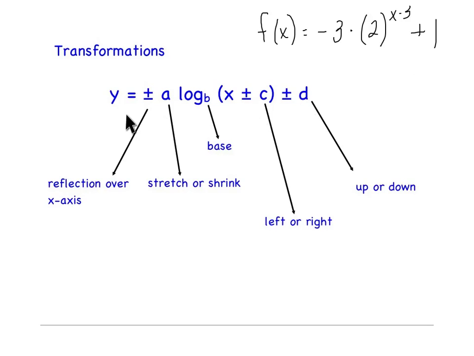In the log, it's the same way. If you have a minus in front, it's a reflection over the x-axis. A in front of a log stretches or shrinks the graph. The base b, log to the base b, of x, the plus or minus c, it's in parentheses, does left or right. If it's plus, it's left, and if it's minus, it's right. And then outside the parentheses, either at the beginning or the end of the equation, just like we talked about before, is up or down. And you use these transformations to graph a basic log graph and then move it right, left, up, and down, or reflect.